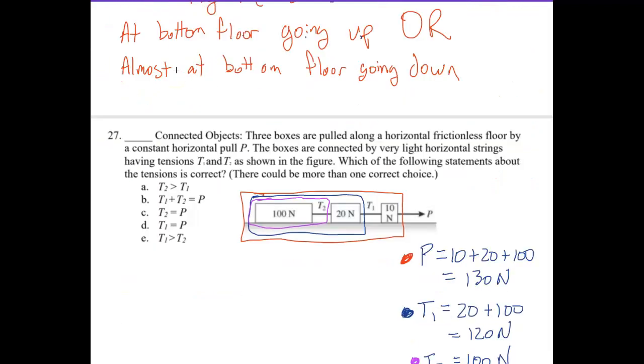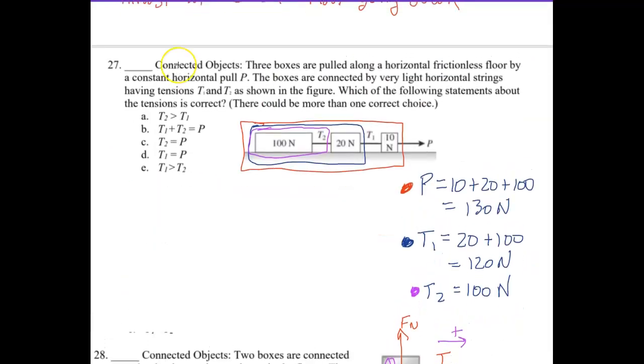If we go to number 27, this one is easier than what it appears to be. So you have these three boxes and they're being pulled by one thing. So if you think about maybe the P here is a train, it's going to be really easy to pull just one box, but if I have to pull all three, I have to pull all three. So what I did was I drew a red box around what P has to pull. I drew a blue box around what T1 has to pull if we ignore these two, because that's what you do. And then T2 only has to pull on the 100 newtons because you ignore everything before it.